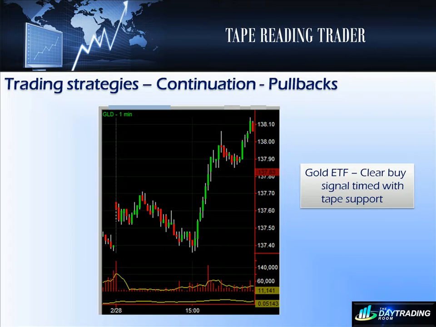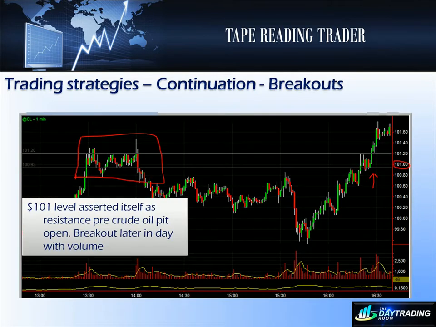Moving on to breakouts. Okay, now this crude oil example here, 101 level. That asserted itself as a resistance before the pit open. We had a breakout later in the day with volume. So tape, what we're going to be looking for, as the market approaches that, what's the strength of the tape? What sort of speed are we seeing on the time and sales?